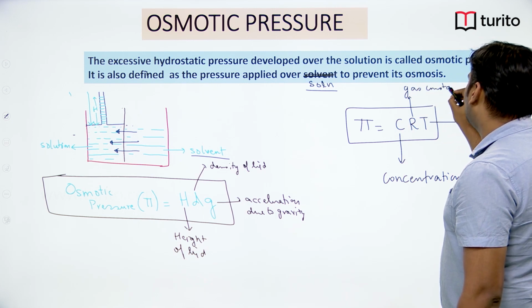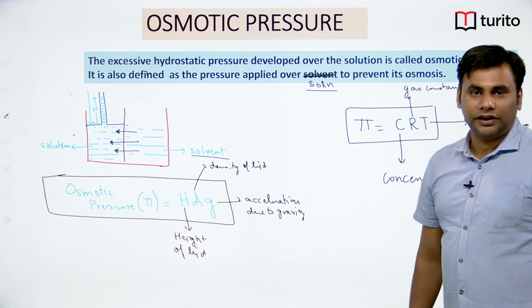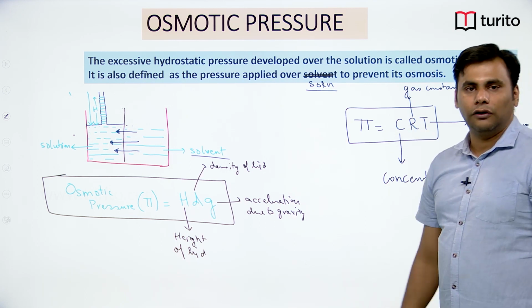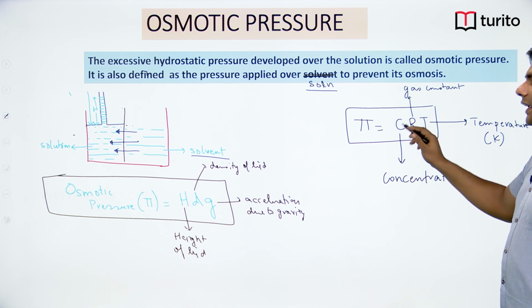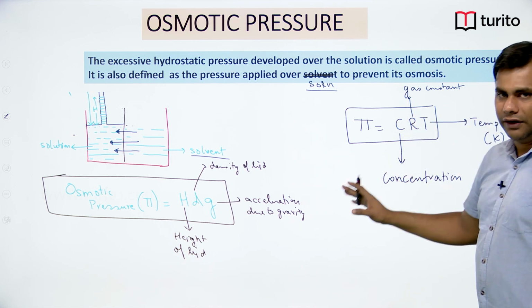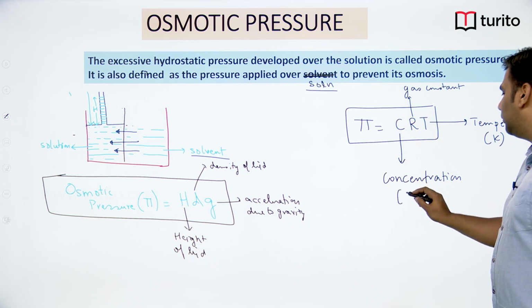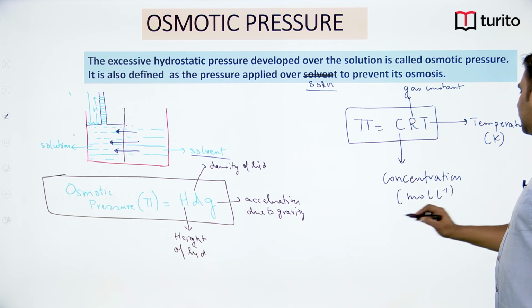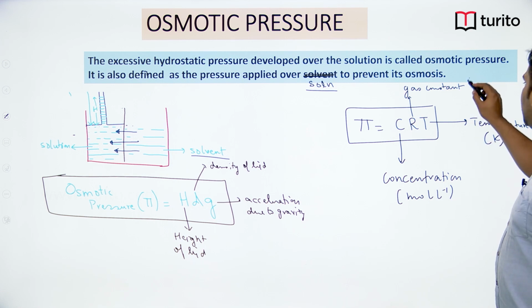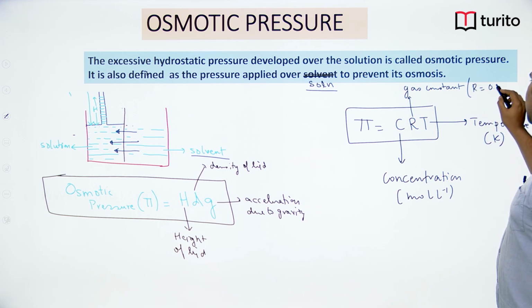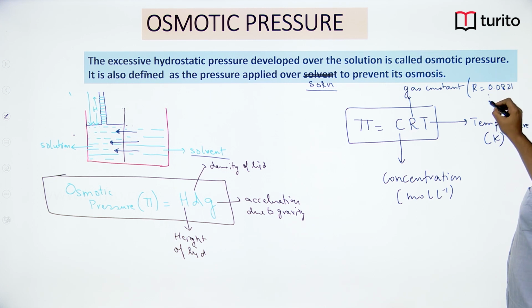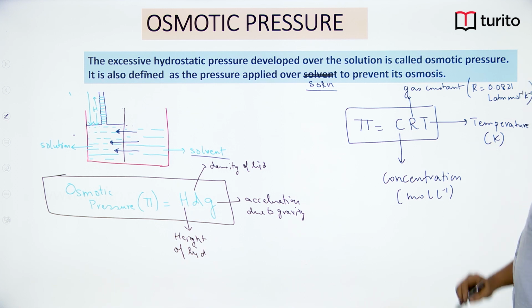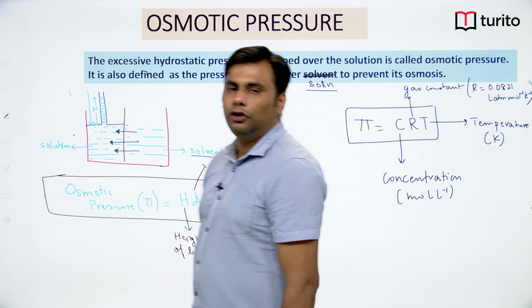If you want to find the value of osmotic pressure in atm, then you have to take the value of R as 0.0821. So make sure you are taking the units correctly. Temperature is always in Kelvin. If you are taking concentration in moles per liter, that is molarity, then you have to take the value of the gas constant as 0.0821 liter atm per mole per Kelvin. So this is the basic formula of osmotic pressure.